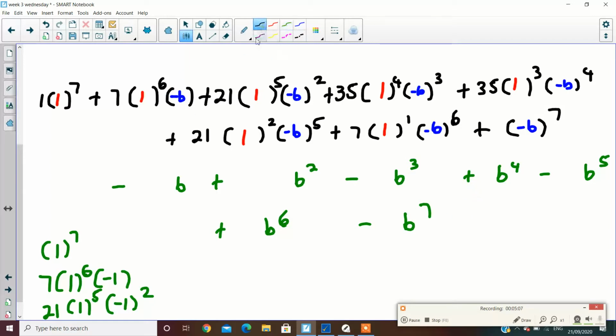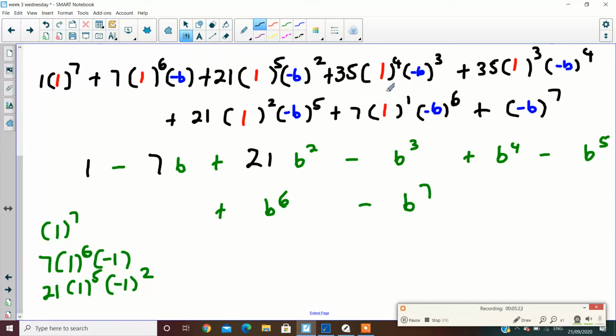All right, what's the first one? 1 to the power 7? 1. 7, 1 to the power 6 by minus 1. Next one, 21, 1, 1. Oh, these are easy actually, aren't they? We got lucky because they're both ones, aren't they? So that's 35, that's 35. What's the next one? 21. After that, 7, and finally after that, 1. Everybody cool with that? All right.